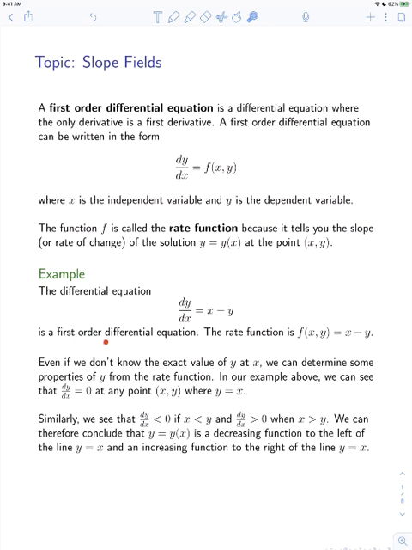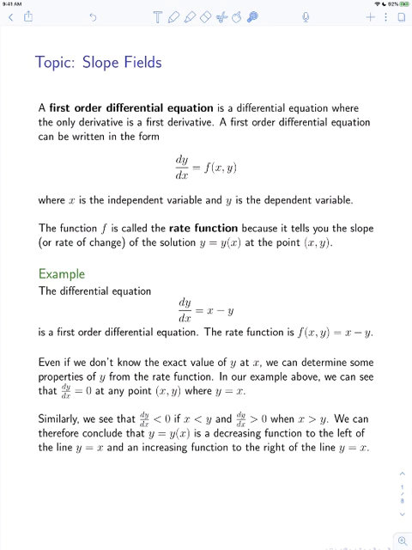This is a first-order differential equation because we have a derivative dy/dx. The rate function is the function f(x, y) equal to x minus y. So x minus y is the thing that's equal to dy/dx. If you solve for dy/dx, whatever that's equal to is going to be your rate function. So I'm calling that f(x, y) in this example, and f(x, y) is equal to x minus y.